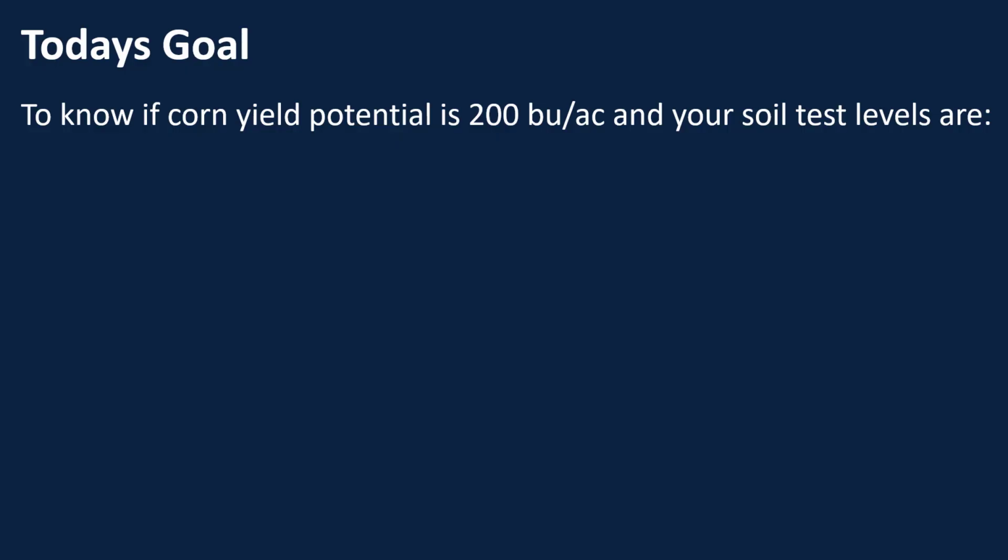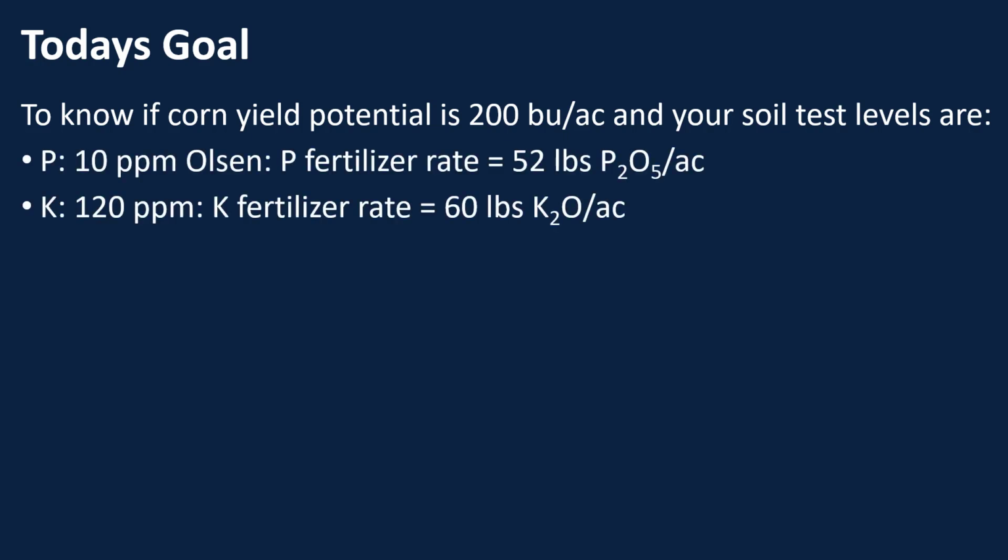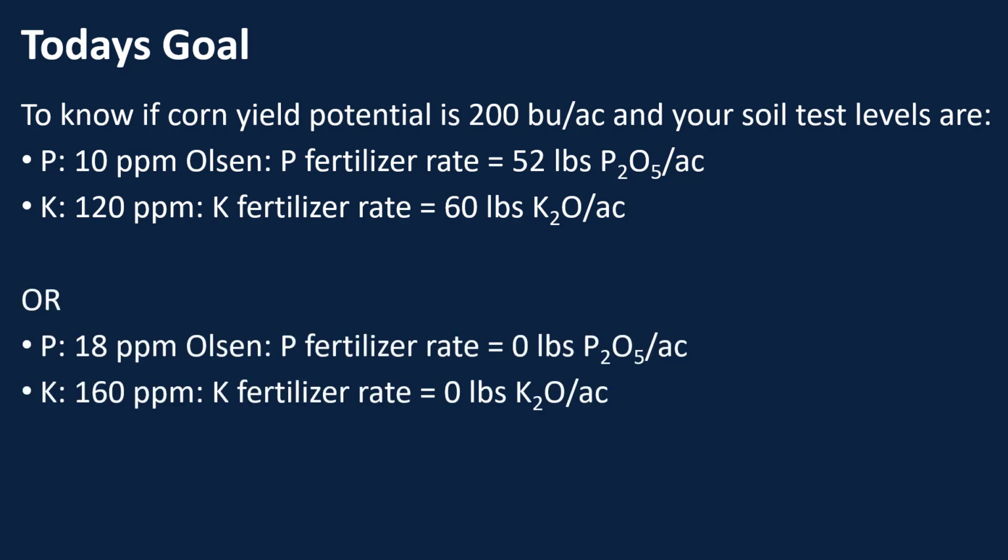So the goal of today is really to know a couple things about soil testing. A simple thing we can think about is we have our corn yield potential of about 200 bushels per acre in a field, and we know our soil test levels are phosphorus 10, potassium 120. Based on those, we can put 52 pounds of P2O5 per acre, 60 pounds of K2O per acre. We also want to know that if our phosphorus levels are 18 parts per million Olsen and 160 parts per million K, then our fertilizer recommendation rate for those would be 0.